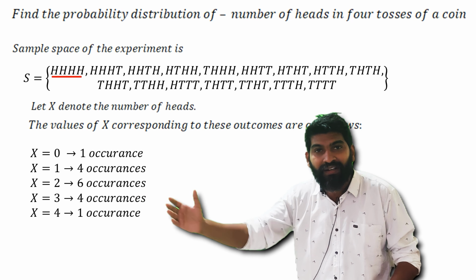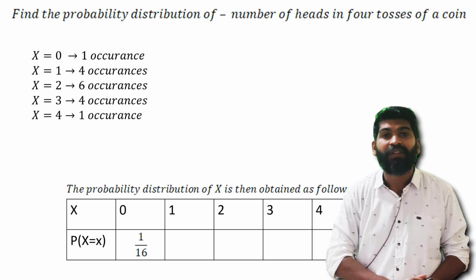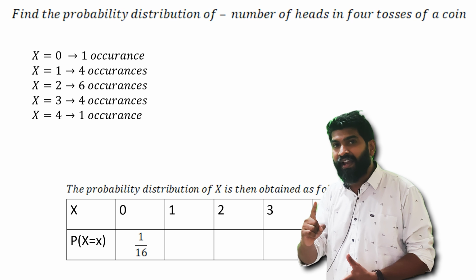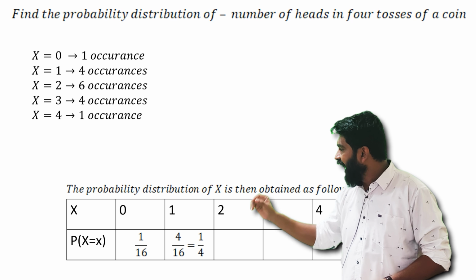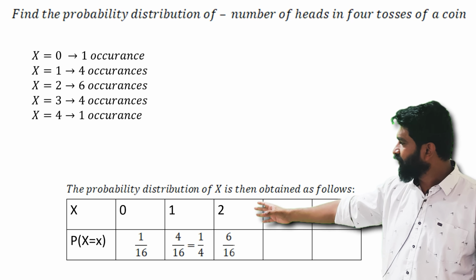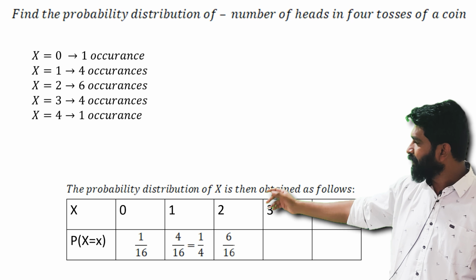So we have x equal to 0, 1, 2, 3 and 4. Now how many cases have 0 heads? 1 out of 16. So the probability for the 0 heads is 1 out of 16. How many cases have 1 head? We have 4 different cases having 1 head. So 4 by 16 is the probability, that gives you 1 by 4. Number of cases having 2 heads is 6. So 6 by 16 will give you 3 by 8.